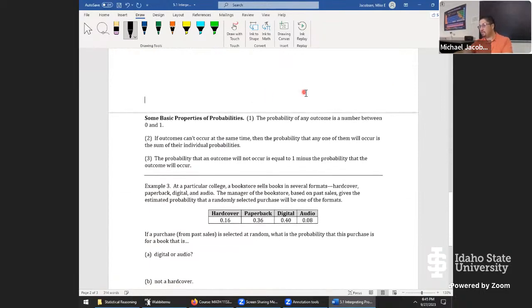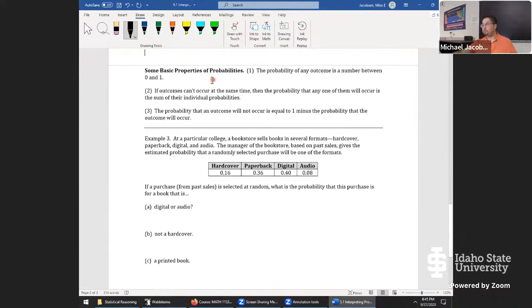Next thing we need is, if we're going to calculate more interesting probabilities, we need some basic formulas that we're going to be working with. So the first formula is that the probability of any outcome is a number between 0 and 1. That's just a restatement of the original definition we had at the top of the notes. Property number 2 is also helpful for us. It says, if outcomes can't occur at the same time, if there's no overlap, then the probability that any one of them will occur is the sum of their individual probabilities.